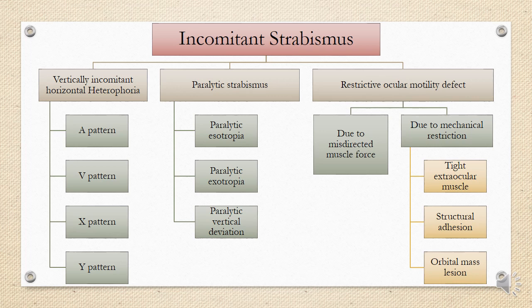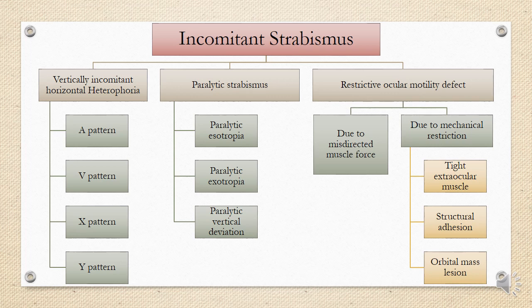Or it could be because of supranuclear lesions, which are your double elevator and double depressor palsy. Double elevator means the elevator muscles of the same eye are getting affected, that is your superior rectus and inferior oblique, and double depressor is your inferior rectus and superior oblique.